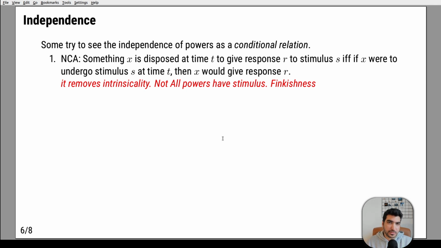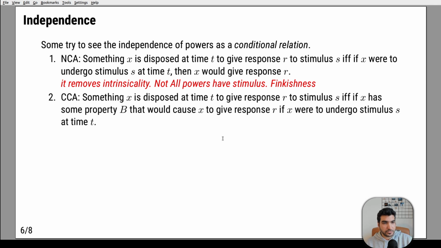Now, based on this analysis, if you have something and the stimulus is me touching that wire and the response is not dying or not getting hurt or not getting electrocuted, then based on this definition, what we should conclude is that that wire does not have the power to electrocute me. Why? Because if at time t I touch that wire, nothing happens. Then we should say that the wire does not have that power to electrocute me, which is false. Another analysis can be causal conditional analysis.